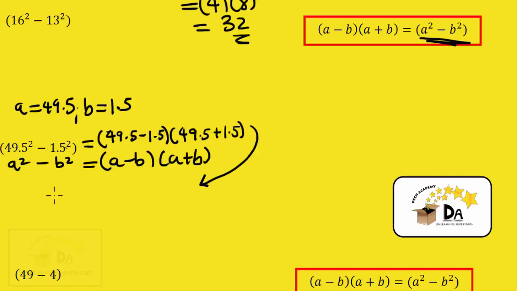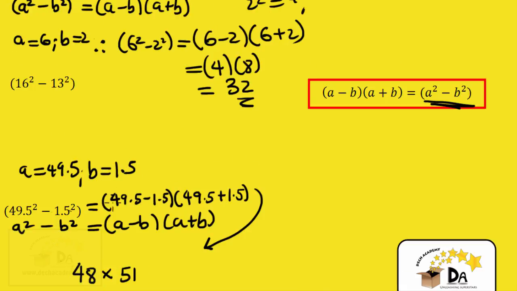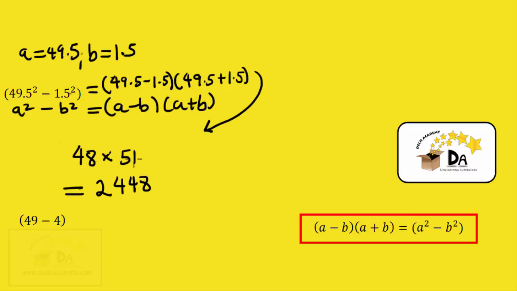And this simplifies to give 48 times 51, which we can then use a calculator to determine as 2,448. Now, it would have been much more complicated if we were squaring this number and then subtracting the square of this 1.5. The formula for the difference of 2 squares simplified this problem, even though we had to use a calculator at the end. But you could have multiplied this out as well using the long multiplication approach.